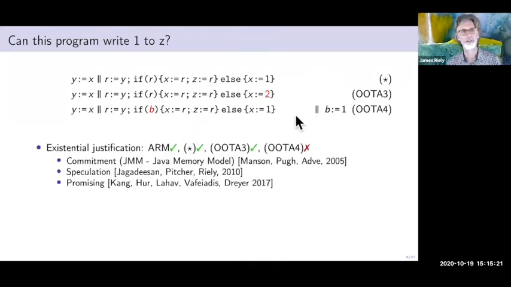And if you look at the literature, you'll find that there's a bunch of memory models out there. Those that are based on existential justification tend to get the first 2 examples right. But they tend to screw up the second one. So this UDA4 example, where I'm basing this off a Boolean flip, doesn't work out in models based on commitment or speculation or promises.